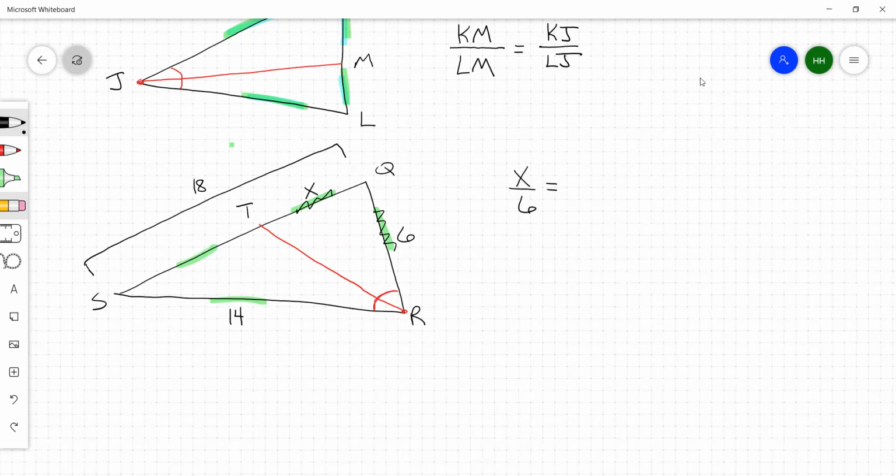But ST doesn't have a dimension, does it? But do you see this overall dimension? This 18? And T to Q is equal to X. That makes S to T equal to 18 minus X. So if our X was in the numerator, this 18 minus X needs to be in the numerator. And it goes over this 14, which is SR.